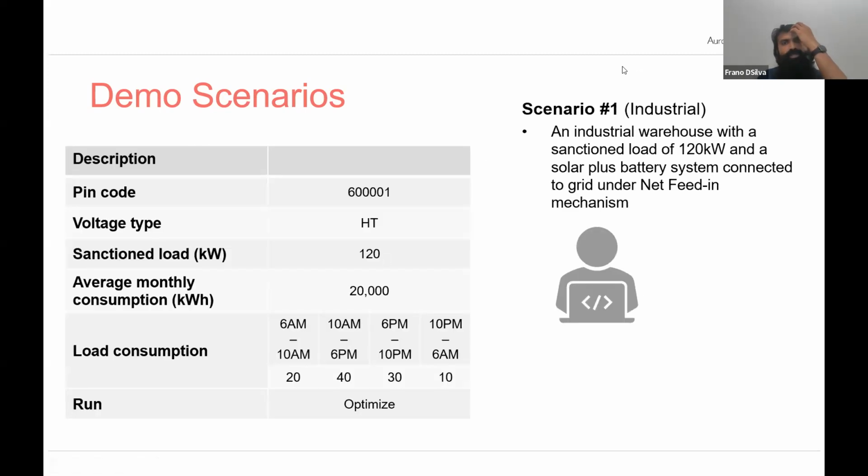In the first demo scenario, we are simulating an industrial warehouse with a sanctioned load of 120 kilowatt and a solar plus battery case under net feed-in mechanism. The location selected is Chennai, voltage type HT, with an average consumption of 20,000 units per month. And we define the pattern where we see the peak consumption between 10 a.m. to 6 p.m. of 40%, and we try and run the optimize option here.